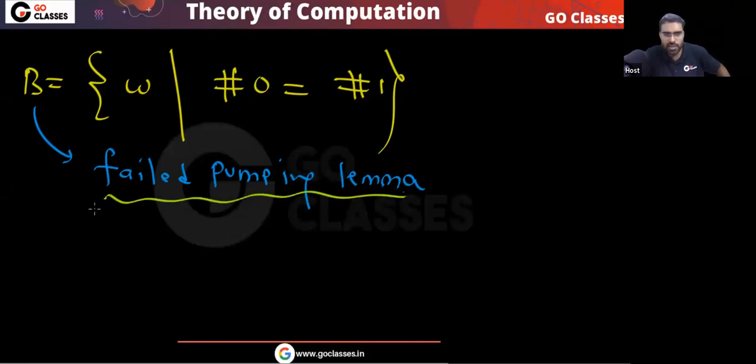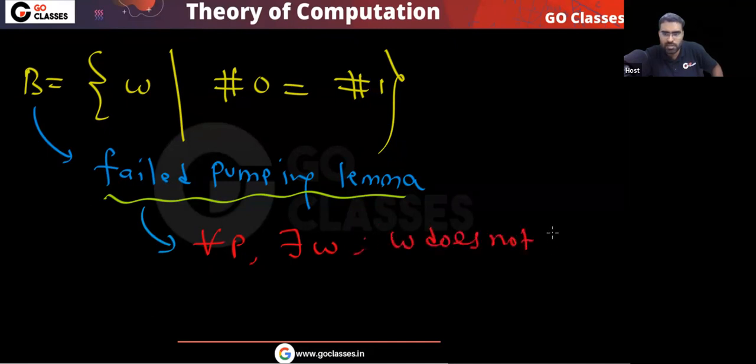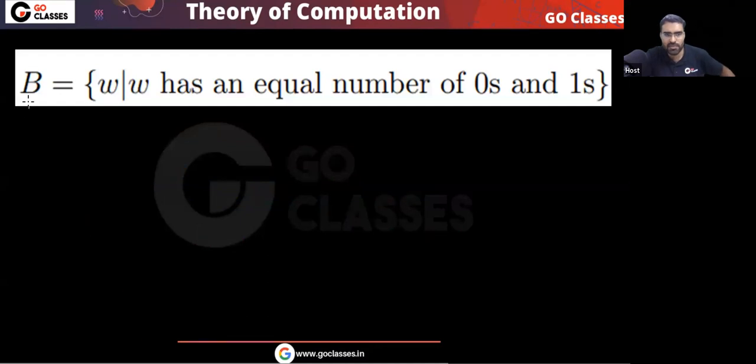Okay. How is it failing the pumping lemma? What does that mean? Failing the pumping lemma means for every P, whatever magical number you take, there exists a W such that W does not pump. Okay, means W is violating. So this is what it means. I hope now you are an expert of the pumping lemma. Are you confident in the pumping lemma? So remember, this language is not regular.